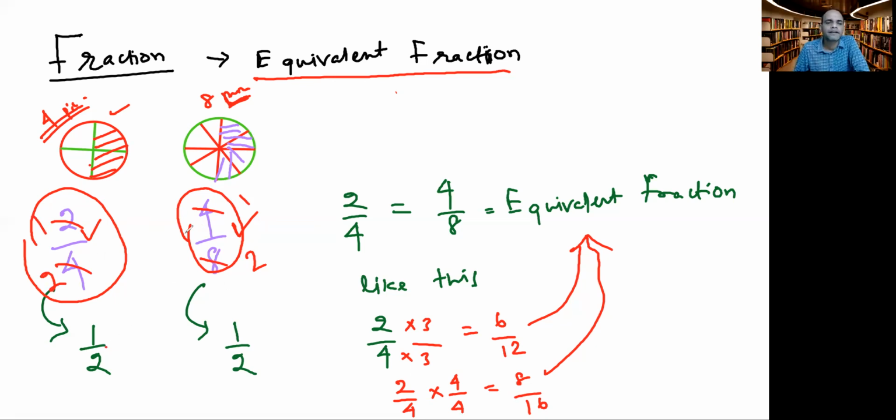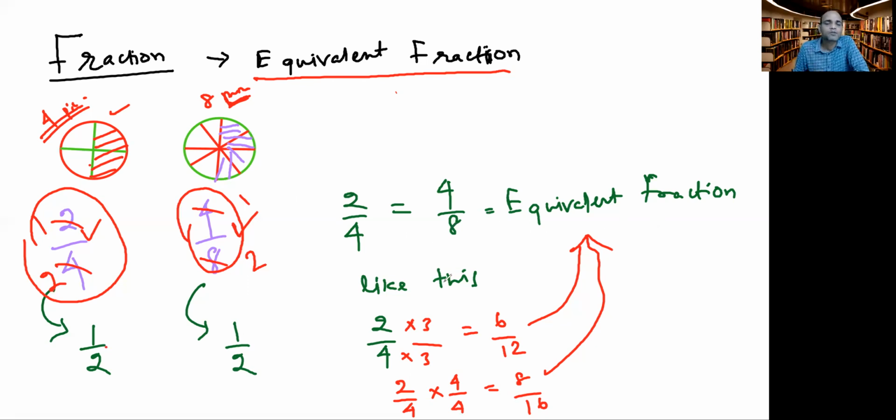This is also half. You can see from the picture also, the same size pizza. Here 8 parts were made, and 4 were taken, so half was taken. Here from 4 parts, 2 parts were taken, so again half was taken. Now clear? This is called equivalent fraction. So 2 by 4 is equal to 4 by 8. These are equivalent fractions.